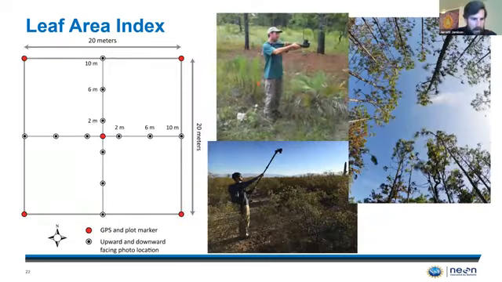So in the diagram on the left there, you can see our repeated points that we sample at 2, 6, and 10 meters for every cardinal direction from our plot centroid, and some different positions in those photos that we use to take those photos. So shoulder height upward facing, and the one down on the bottom is an extended monopole downward facing photo.